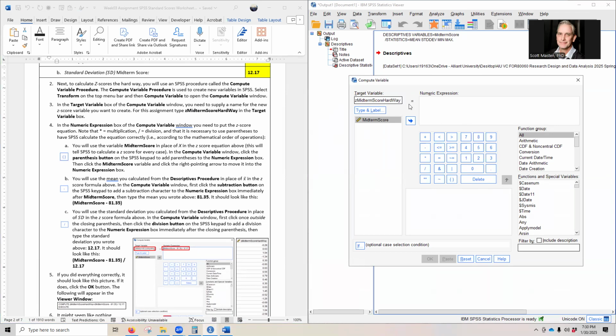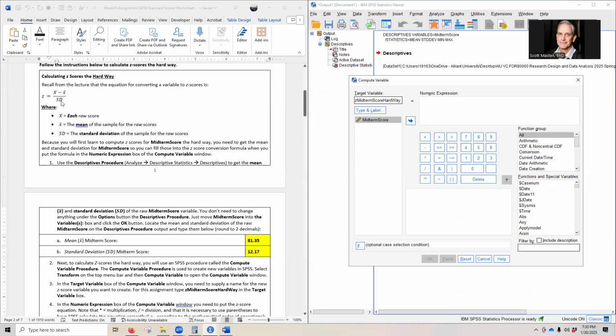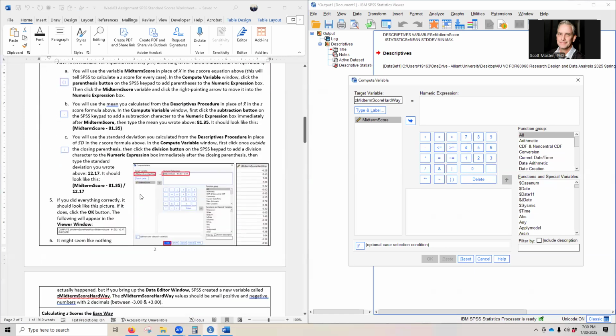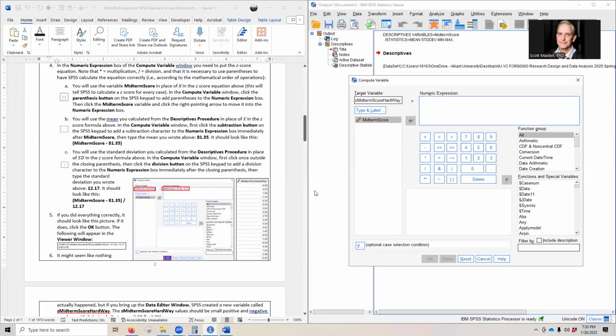Note the equals. Well, what do you want that to be equal to? Well, we want it to be equal to the z-score formula with the mean and standard deviation filled in. But you have to make sure to use parentheses on this to get it right. So this says we want it to be equal to each score minus the mean divided by the standard deviation. Midterm score minus the mean divided by the standard deviation. So let's go ahead and do that.